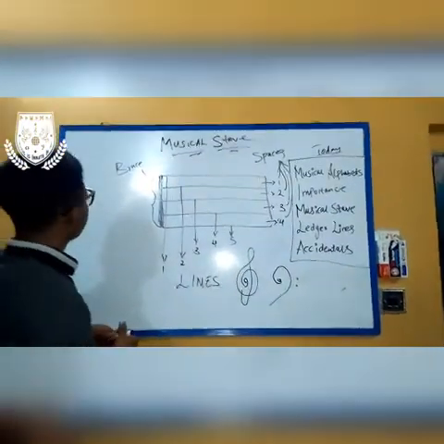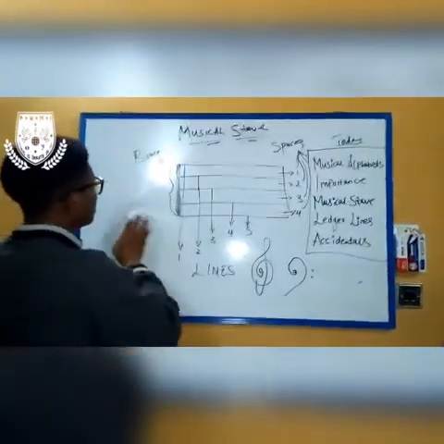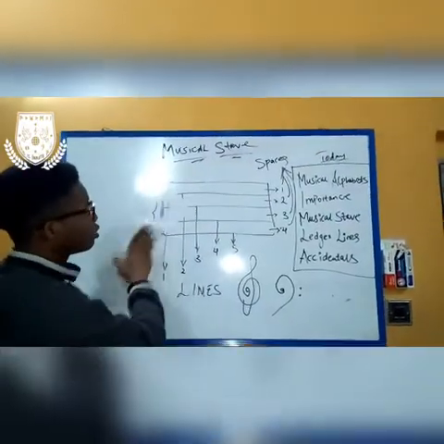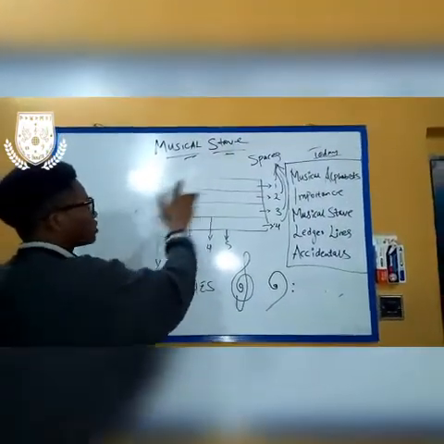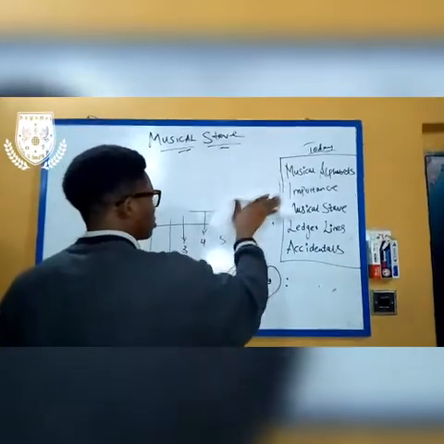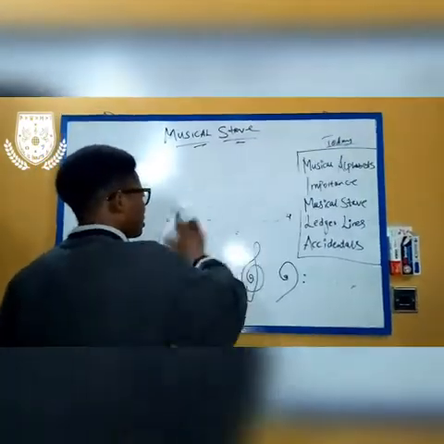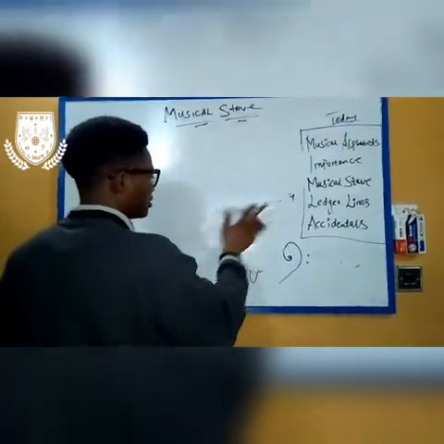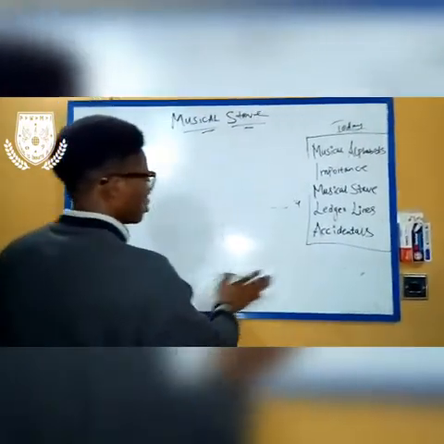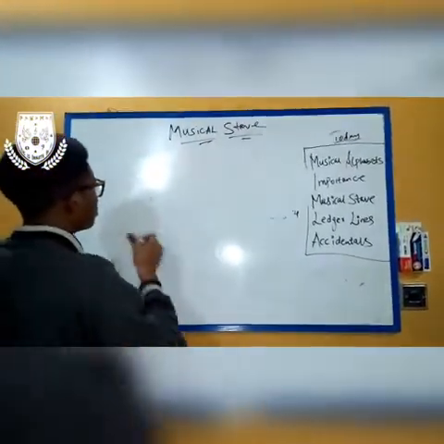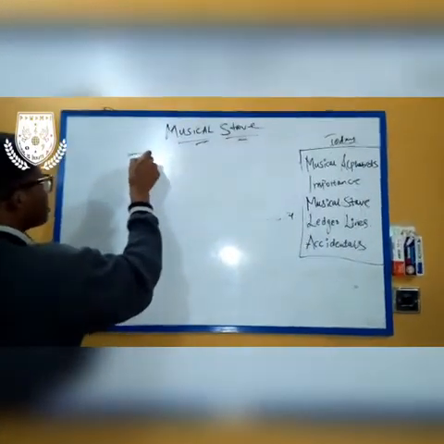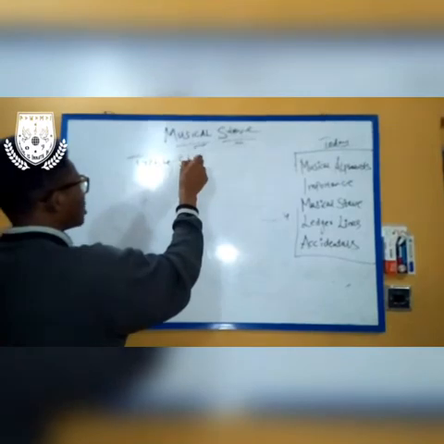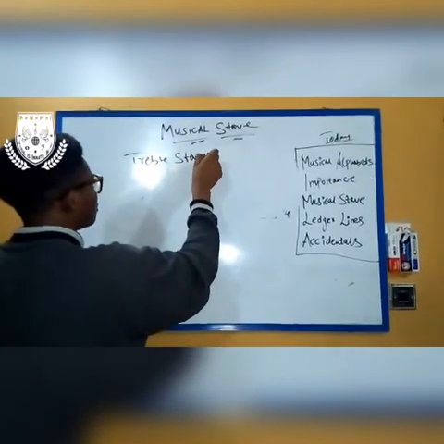So we have done a representation here of what a musical stave looks like, and now we are going to see how many musical staves, how many bars and how many braces we have. We have the treble stave, and we're going to talk about the great stave too.